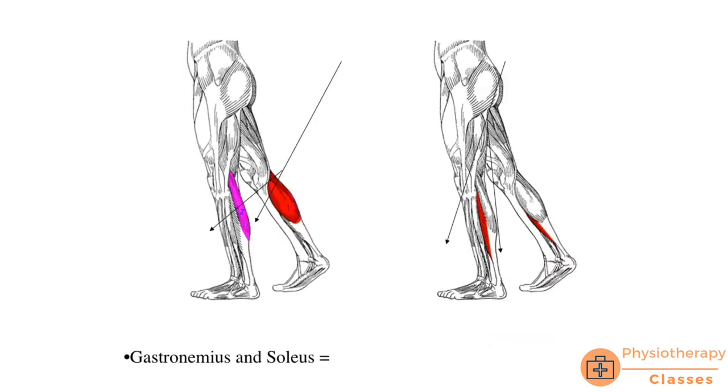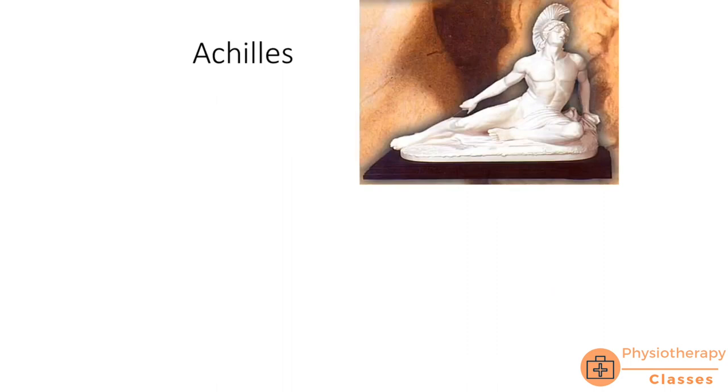So gastrocnemius and soleus together is called the triceps surae of the lower limb because it has three bellies, two bellies from the gastrocnemius and one belly from the soleus. And all these three bellies unite together as an Achilles tendon and get inserted on the calcaneus. Why the name Achilles for the tendon?